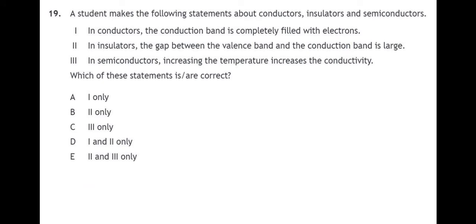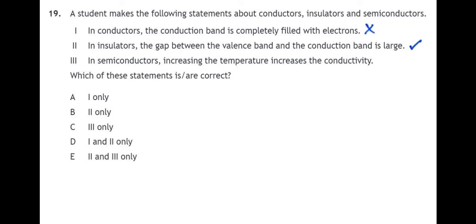Number 19. A student makes the following statements about conductors, insulators, and semiconductors. Firstly, in conductors, the conduction band is completely filled with electrons. That's not true. In a conductor, the valence band has electrons in it. It just so happens that the bottom of the conduction band and the top of the valence band somewhat overlap, but the conduction band is not filled with electrons. 2. In insulators, the gap between the valence band and the conduction band is large. That's true.